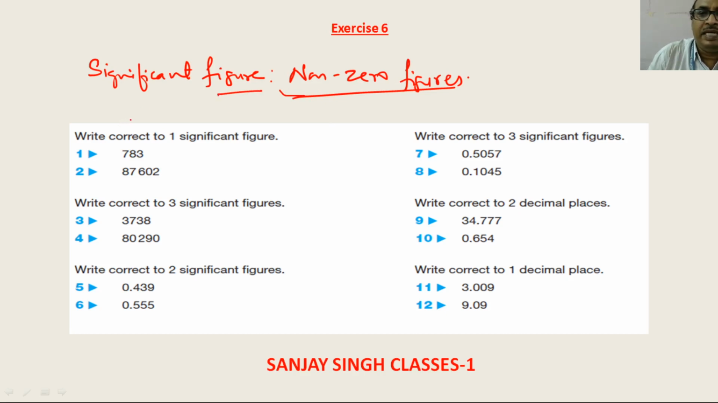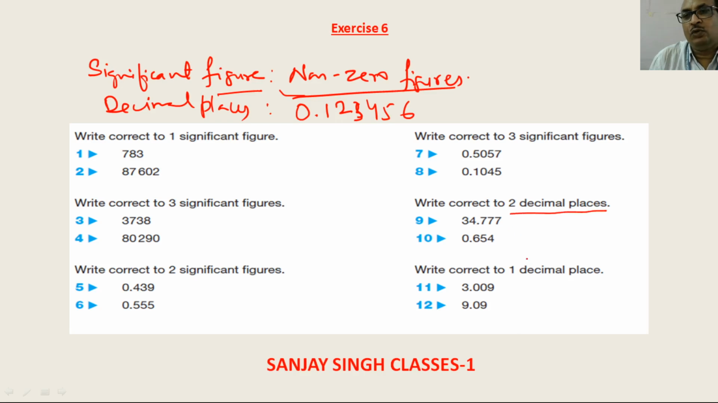The second topic is decimal places. Decimal places means the numbers after the decimal point, and we need to write correct to 2 decimal places, 1 decimal place, or 3 decimal places. Similarly for significant figures, the question will be given as 3 significant figures, 2 significant figures, or 1 significant figure. These two topics are mainly discussed in exercise 6 and 6 star.